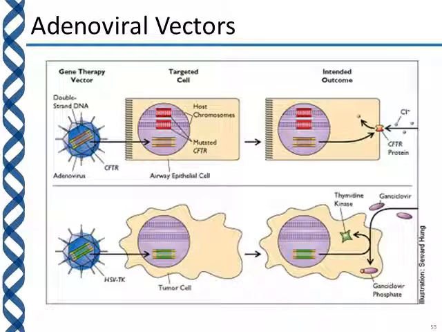Here we show an example of the adenoviral vectors for gene therapy, where we show the adenovirus with the double-stranded DNA infecting a targeted cell, in this case the airway epithelial cell. And this is the intended outcome, in this case using the cystic fibrosis gene.